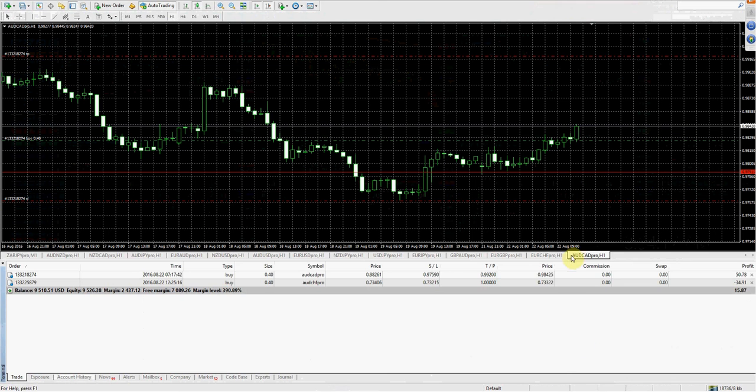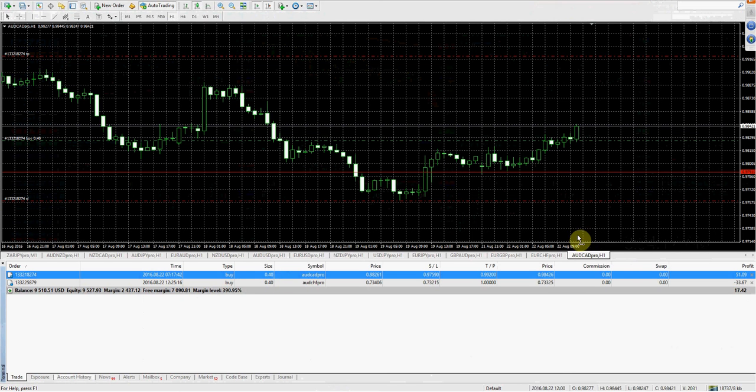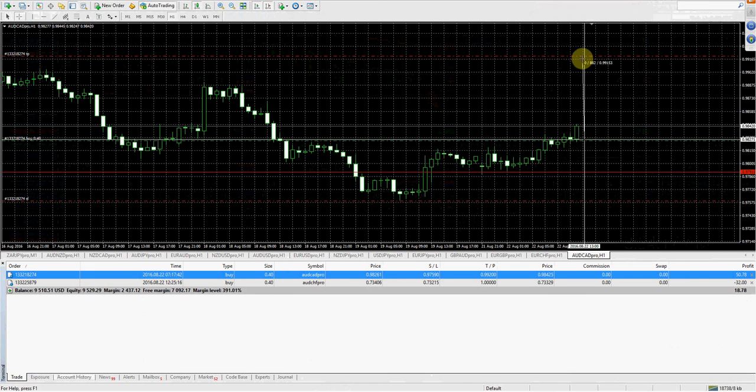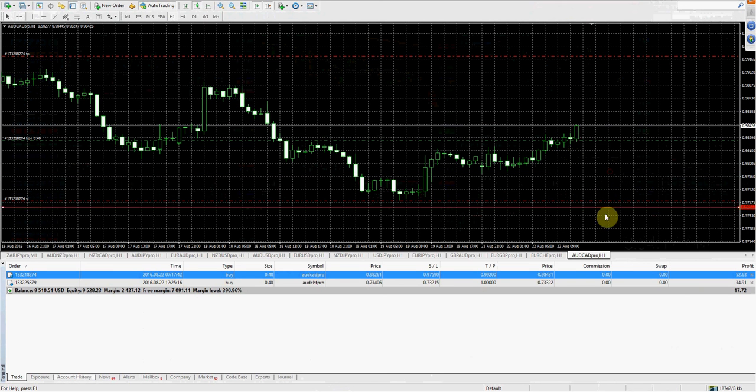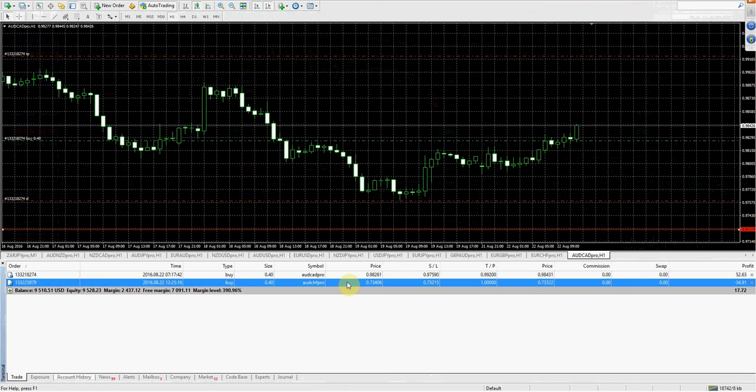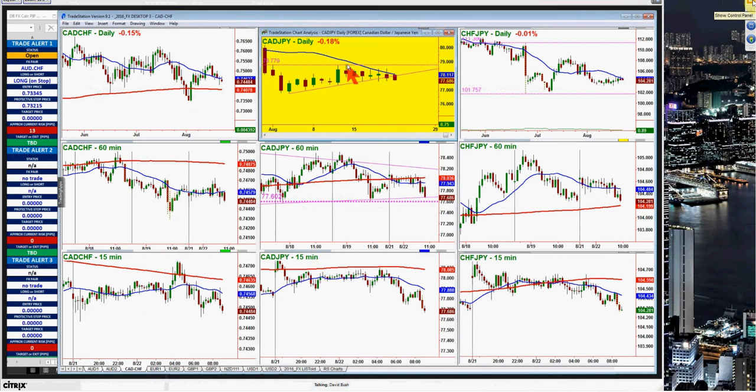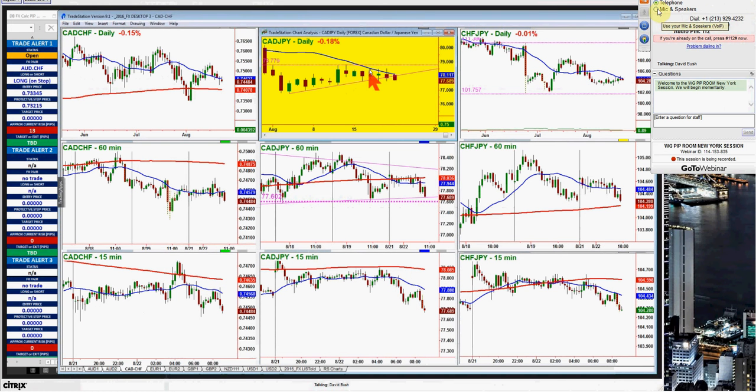And we have this AUD CAD trade, which you guys can see right here. 91 pip profit target, 68 pip stop loss. And then the AUD Swiss franc trade for a buy as well. All right, let's go ahead and jump in the trade room and see what they're discussing right now.